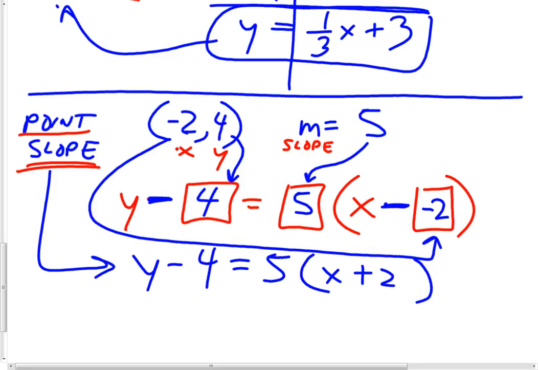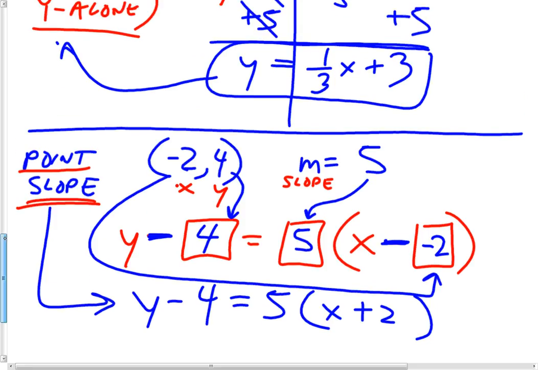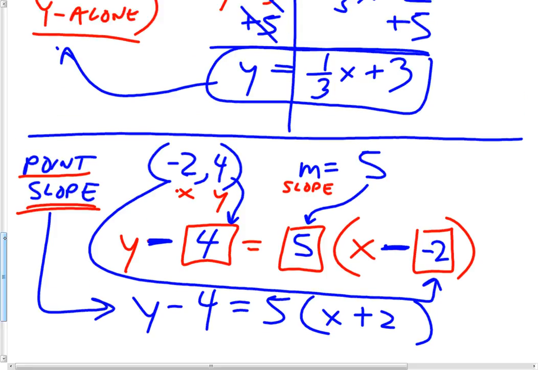Now, if somebody asked you, can you change this into standard form? Yes. You follow the steps that we took. If somebody says change it to this form, where y is by itself, you can now do it.